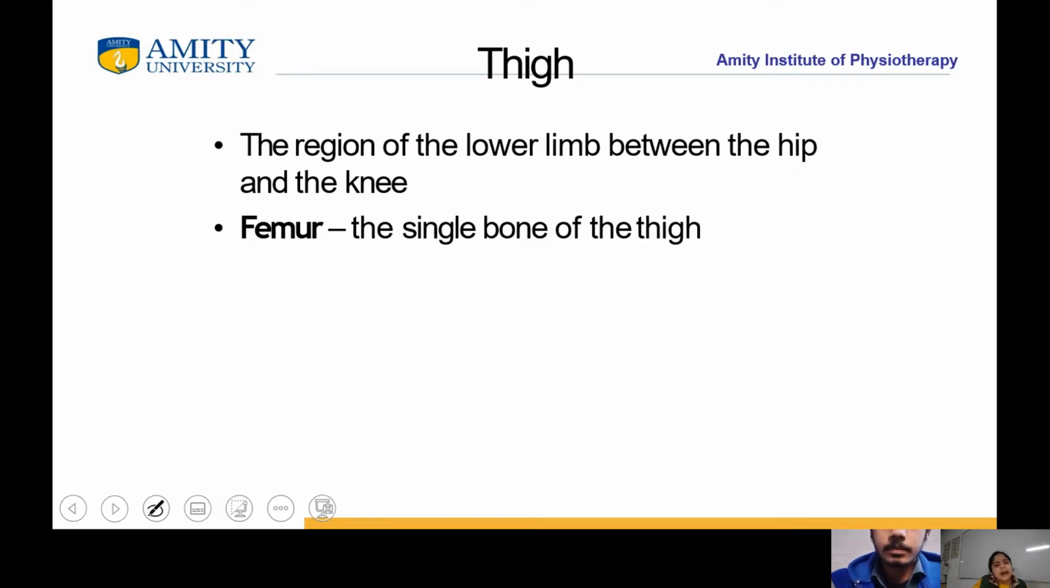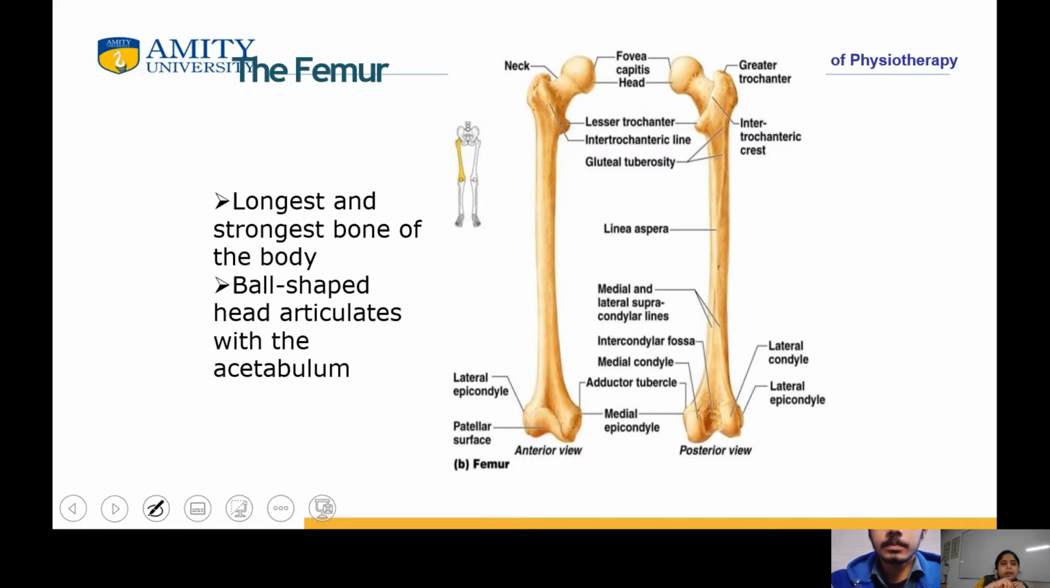Now, when we talk about the thigh, the region of the lower limb that is between the hip and the knee is known as the thigh. So anatomically, when we see the thigh, it consists of one long bone which is known as the femur. That is the single bone of the thigh. Now, when we talk about the femur, as we all know, it is the longest and strongest bone of the body. Its ball-shaped head is articulating with the acetabulum to form the hip joint.